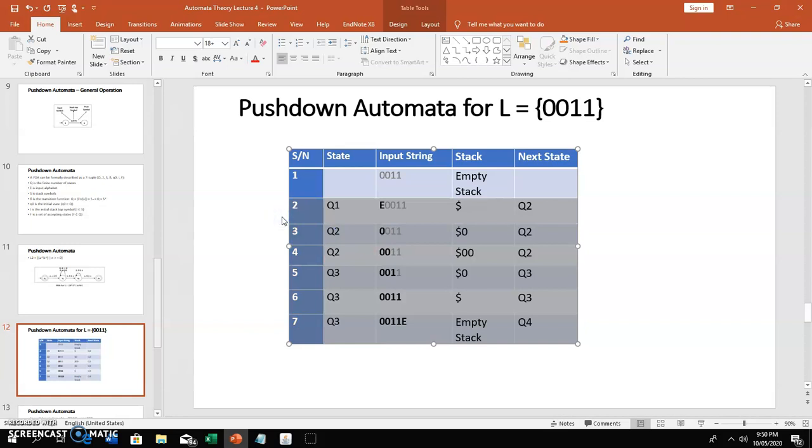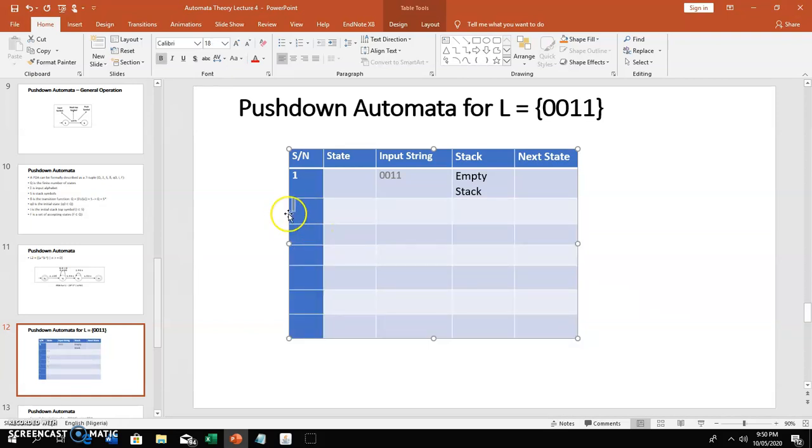So let's start from here. Okay, now this is the transition table. This is a transition table for a pushdown automaton. I don't know why I keep saying finite automaton. This is actually a pushdown automaton. Now this is the input string that we want to read. This is the stack. At this point, the stack is empty.